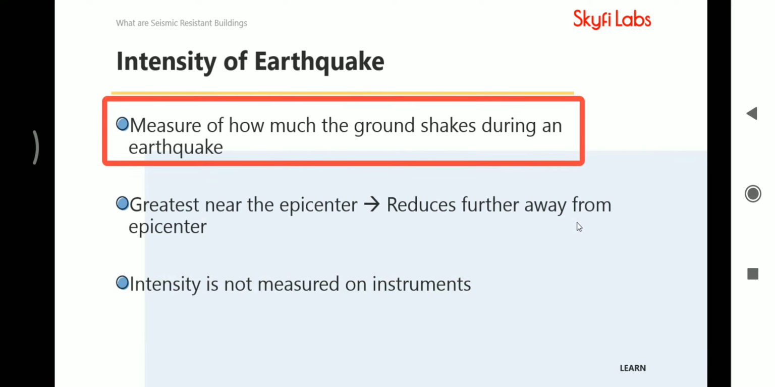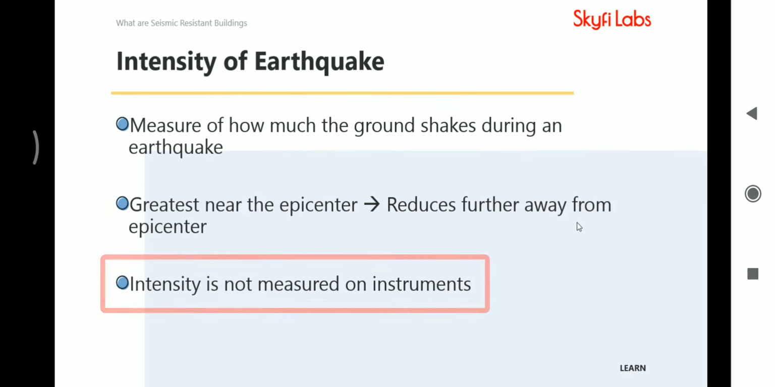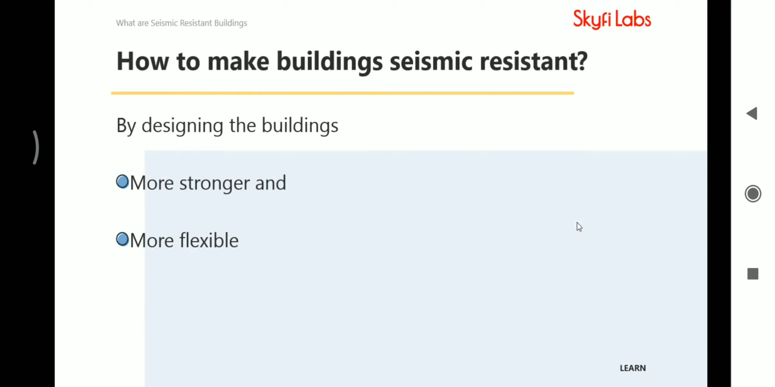The intensity of an earthquake is a measure of how much the ground shakes during the earthquake. Usually, it is greatest near the epicenter, and gets smaller further away. Intensity cannot be measured using instruments. It is worked out by considering the effects of the earthquake on people and buildings. We can make buildings seismic resistant by designing them to be stronger and more flexible.